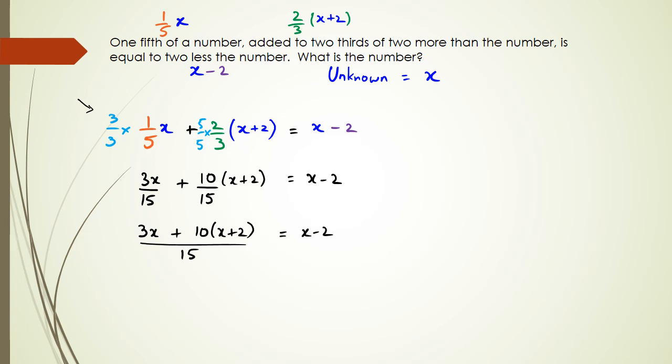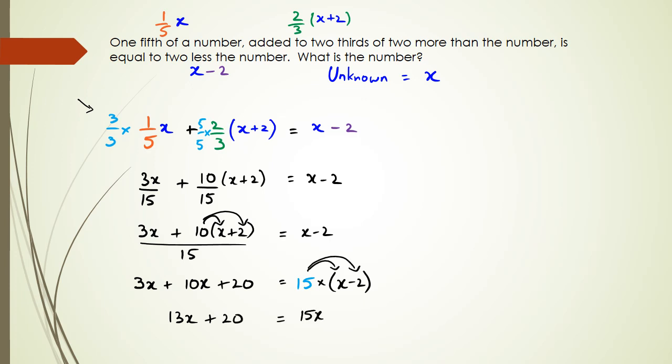In the next line, I can cross multiply 15, so I end up with 3x. But I could also expand this little bracket here. So 10 times x is 10x, and then 10 times 2 is 20, which is equal to, so 15 is coming across, it gets cross multiplied, and I've got 15 times x minus 2. So in the next line I've got 3x plus 10x, which is 13x, plus 20 equals 15 times x, and then 15 times negative 2 is minus 30.